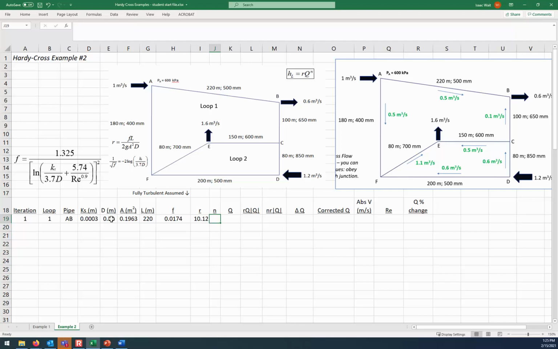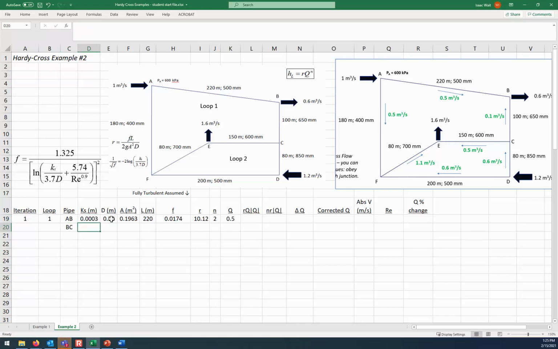Now N, we said since we're working in Darcy-Weisbach for our friction method, N is 2. The flow rate is the guess flow rate. So my guess flow rate that I'm starting with here is 0.5, and it's positive for pipe AB. Now, I'm going to wait to do the rest of these until I've filled out the other pipes in loop 1. So there's pipe AB, then there's also pipe BC.